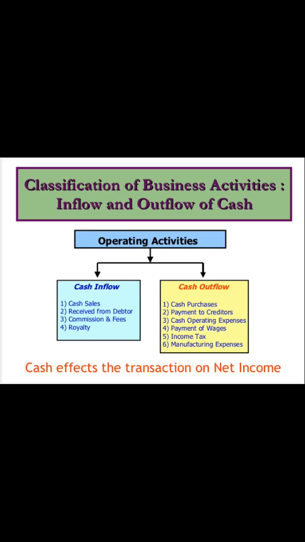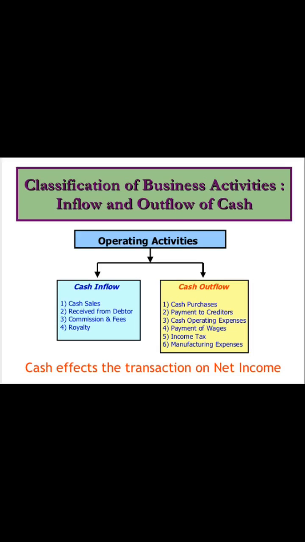If any kind of commission or fees is received by the firm, then again it results into a cash inflow. Any kind of royalty received by the firm will definitely increase the cash inflow. While the cash inflow, except that there would be a cash outflow also. And how does it occur?